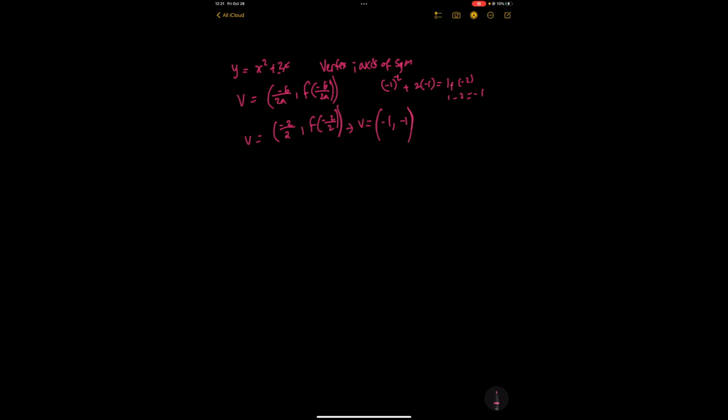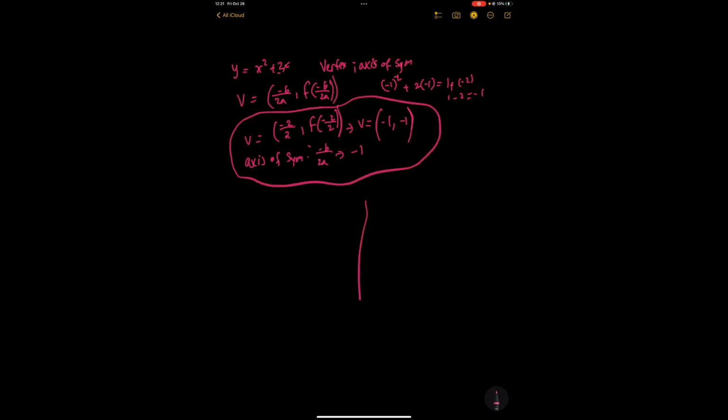What is the axis of symmetry? Well, we already know the axis of symmetry is -b over 2a, which is equal to -1. So we have these two things right here. Now let's graph. You graph this one.